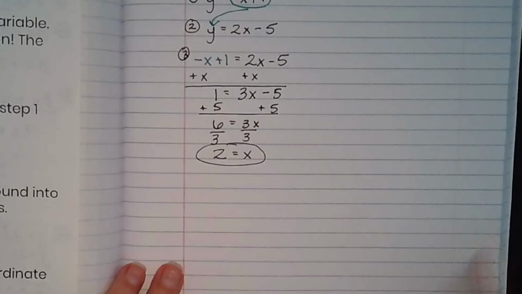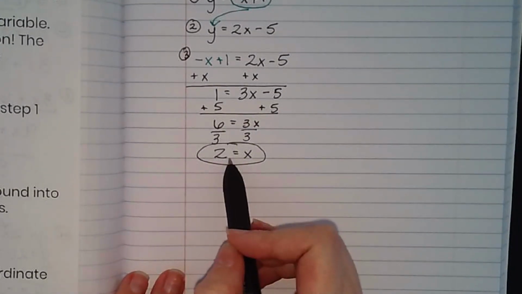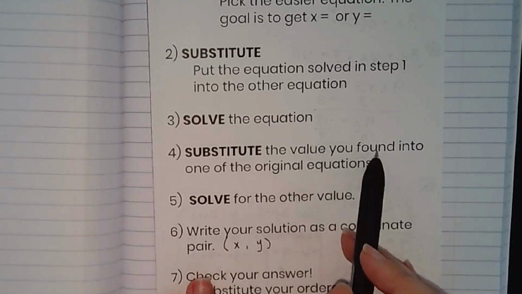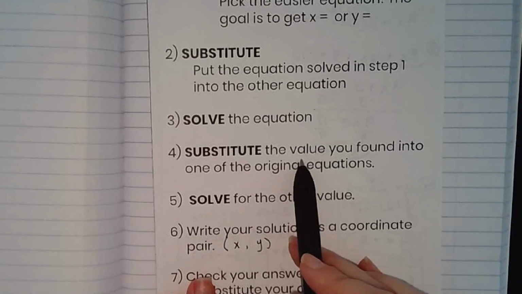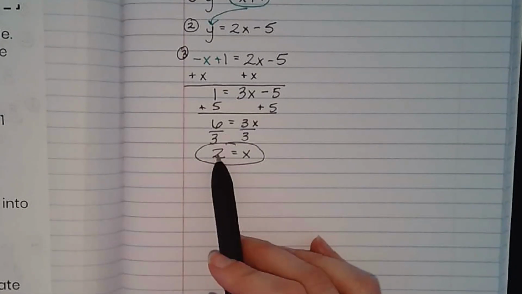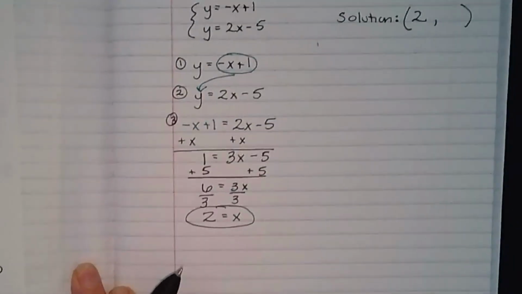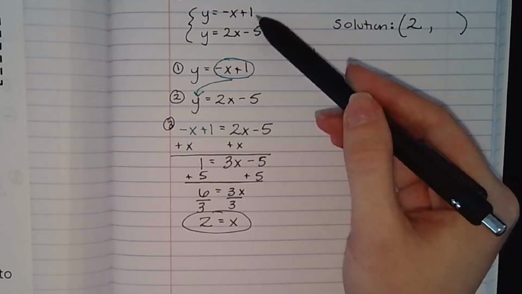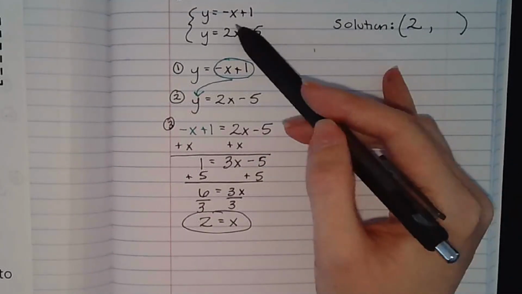To find the second half of my answer, I have to substitute again. So step 4 says substitute the value you found into one of the original equations. The value we found says that x equals 2. So when I go back to my original equations, I get to choose one. It doesn't matter which one. I'm going to choose the second one.